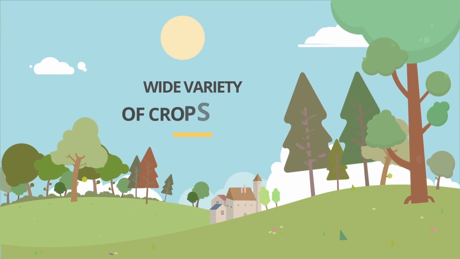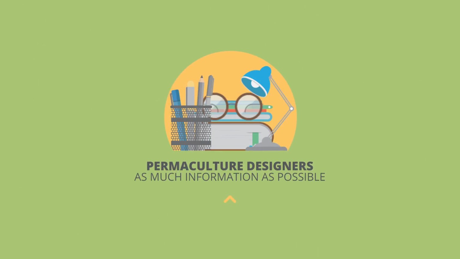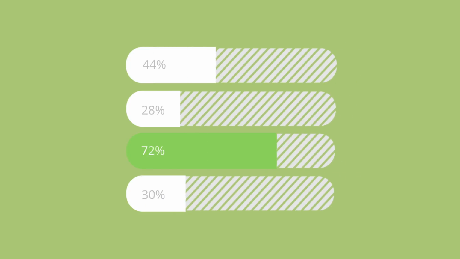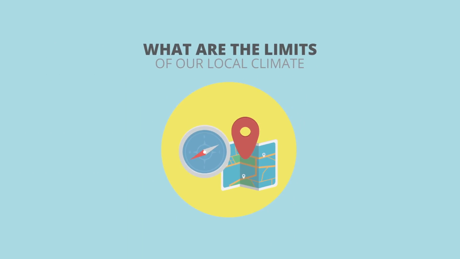A simple method of doing this is to plant a wide variety of crop species so that if one is affected by adverse weather conditions, we have others that will survive. It's the don't put all your eggs in one basket approach. As permaculture designers, we want to have as much information as possible from which to make decisions. So we don't look at averages, we look at extremes. What are the limits of our local climate to which we can design?